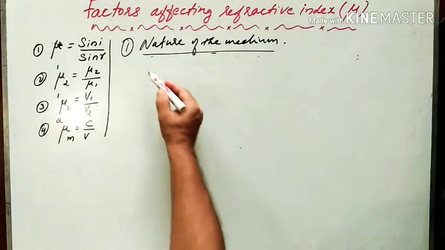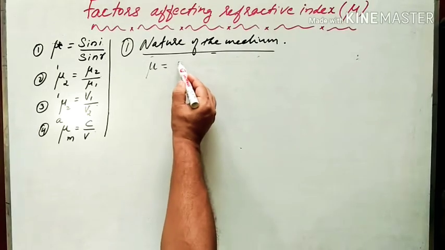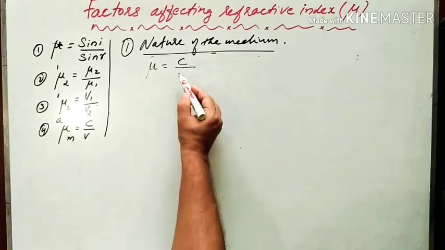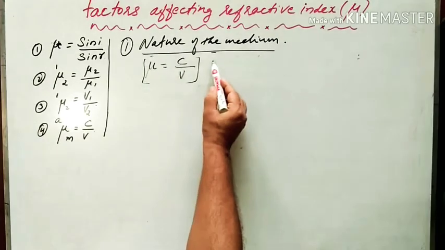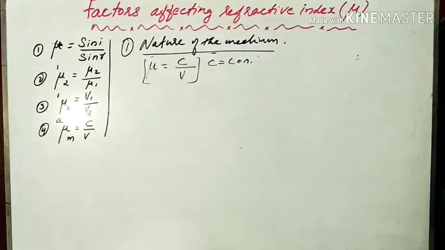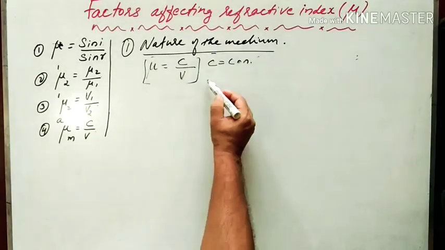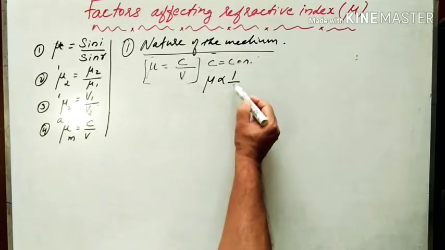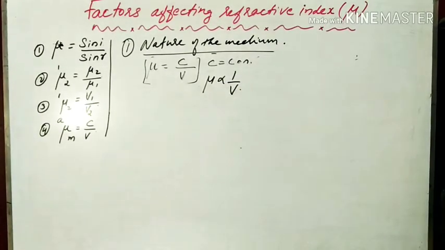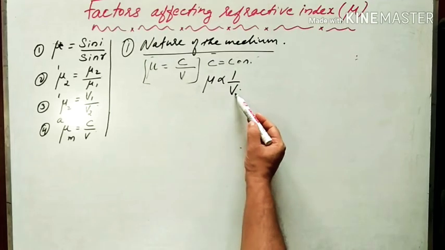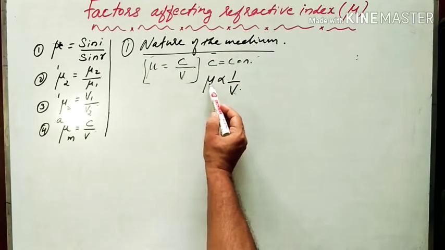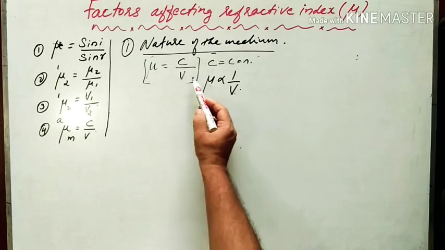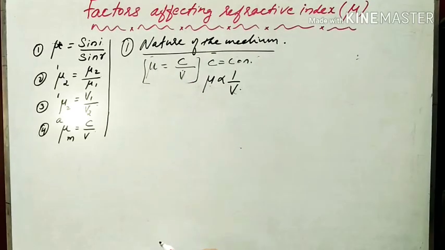Look at this formula. We know that mu is equal to the speed of light in air or vacuum divided by the speed of light in the given medium. The speed of light in air is constant. So when C is constant, surely I can write mu is inversely proportional to the speed of light in the medium. So the less the speed of light in the medium as compared to air, the more is the refractive index. The speed of light and refractive index are inversely proportional, as is obvious from this formula.